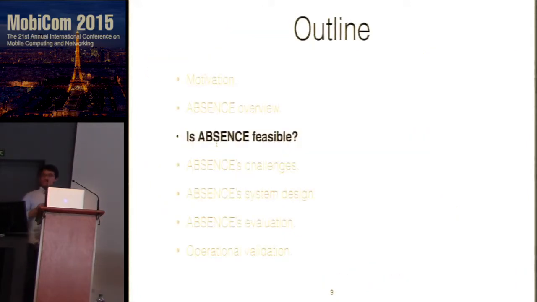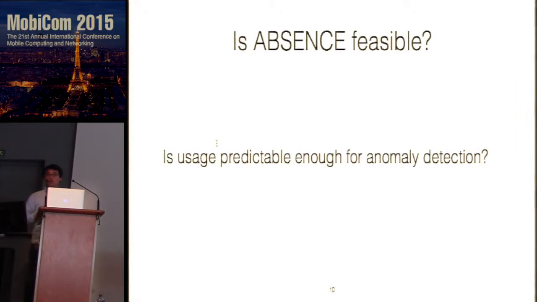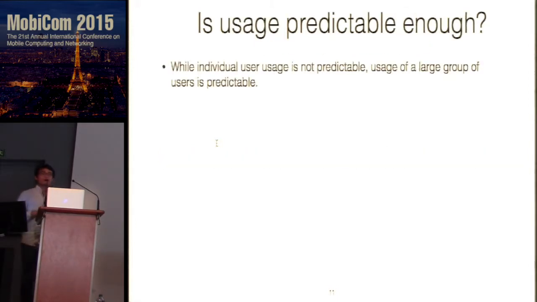So Absent intuitively makes sense. However, we don't know whether Absent is feasible or not, because we don't know whether usage is predictable enough for anomaly detection. Intuitively, the usage of an individual user is not predictable. For example, I'm going to work today, I make 10 calls, but tomorrow I'm going on vacation, I don't make any calls at all. So my usage is not predictable. However, if we look at the usage of a group of users, the usage is more predictable.